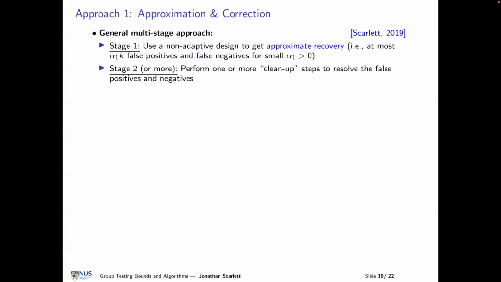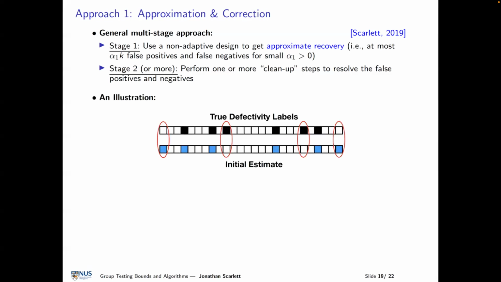And the approach I took was pretty simple. It was basically: first use a non-adaptive design to get a pretty good answer, something without too many false positives and false negatives, not too many things that are misclassified. And then perform some sort of cleanup to fix the mistakes that you made in the non-adaptive part. So here's a picture: say the black one is the true one. Your initial estimate is maybe the blue one. So you got 4 out of 6 correct, but the one on the left is a false positive. The second to the right red circle is a false negative.